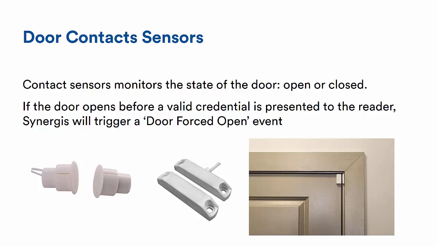They are two pieces, one installed on the door itself and the other installed next to it on the jamb or frame. When the door is opened, the pieces move apart and the sensor signals open to the security system, and vice versa.